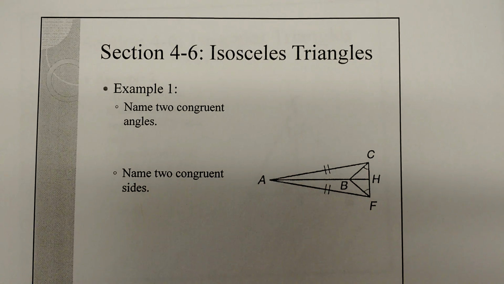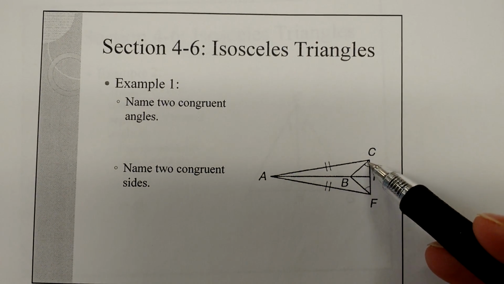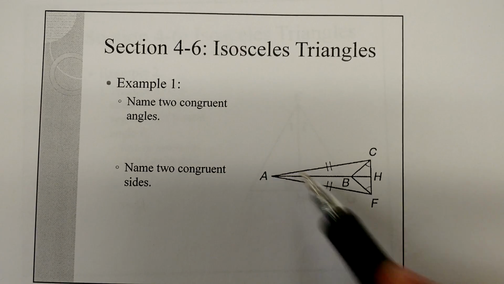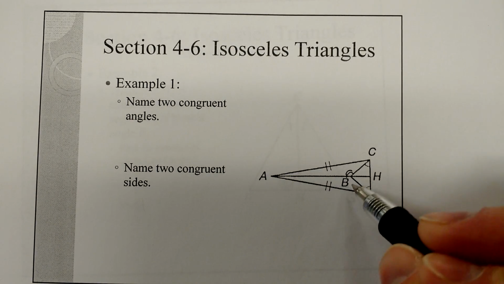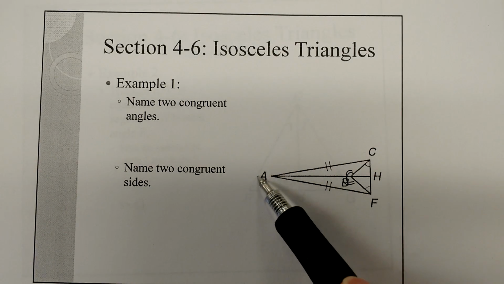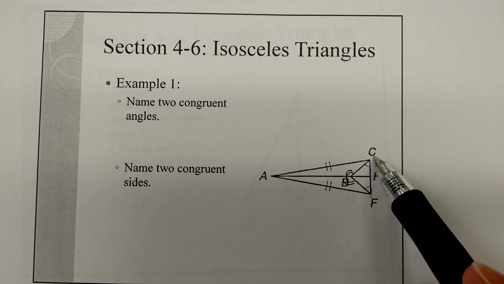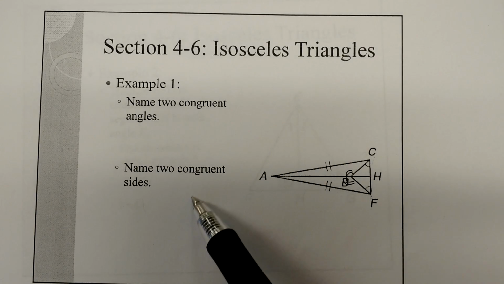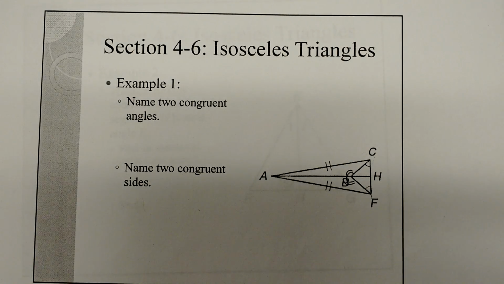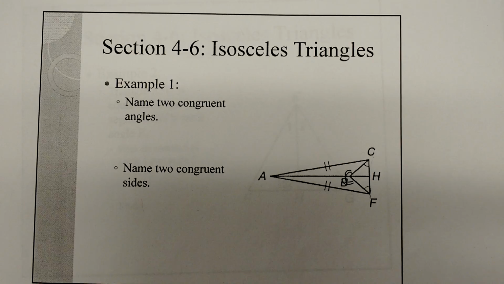Alright, so for example 1, name two congruent angles. We're going to ignore the fact that they've already marked C and F congruent, but here, angle ABC and angle ABF are congruent because they are opposite congruent sides. You could also do ACF and AFC. Two congruent sides, well, they've already marked AC and AF, so that would be fine.